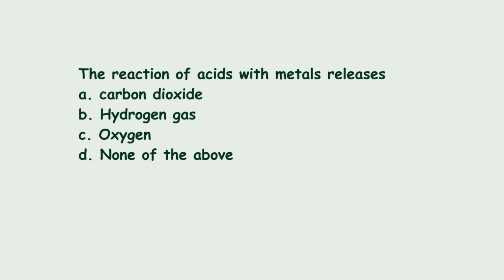The reaction of acids with metal releases A. Carbon dioxide, B. Hydrogen gas, C. Oxygen or D. None of the above. The answer for this question is hydrogen gas. Acid when reacts with metal, it releases hydrogen gas.